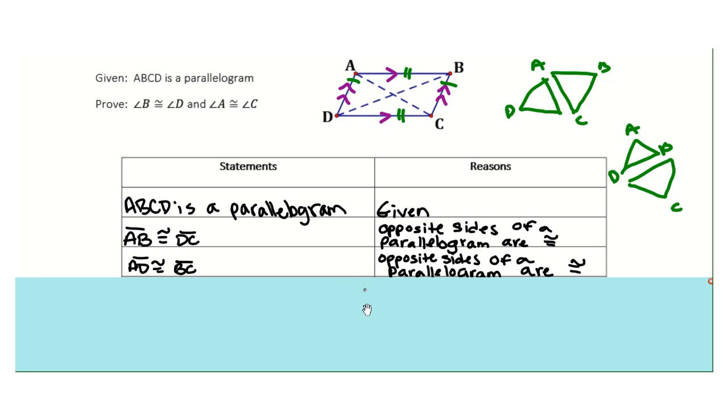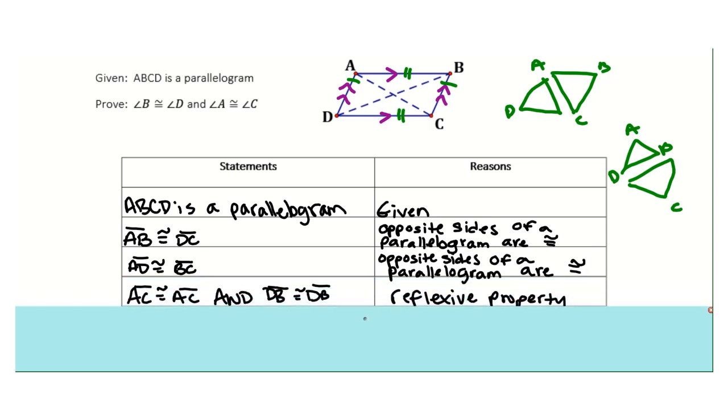The next thing that I see when I do this is that AC, this line right here, is going to be congruent to itself, and DB is going to be congruent to itself, and that's by the reflexive property. So if I'm looking here, this line is congruent to this line because they're the same, and this line is congruent to this line because they're the same, and that's based on the reflexive property.